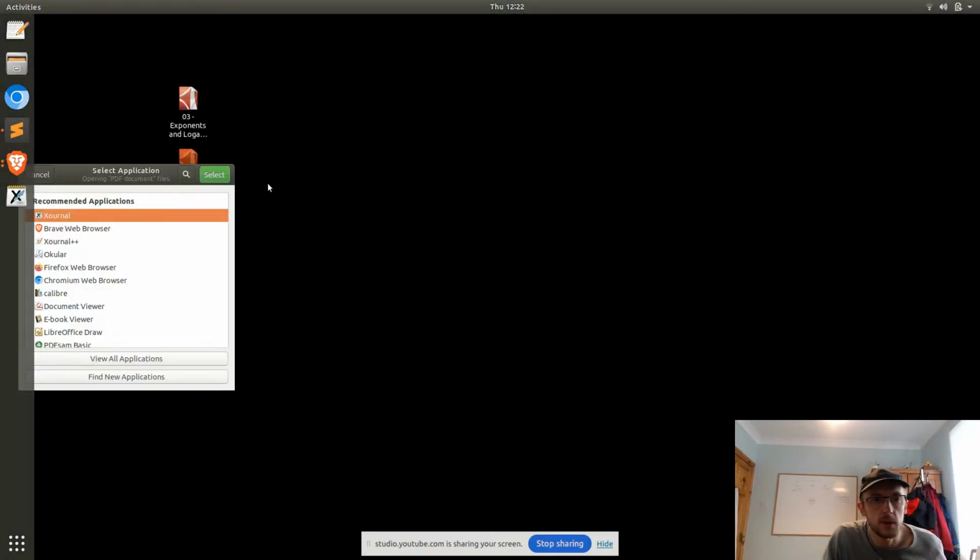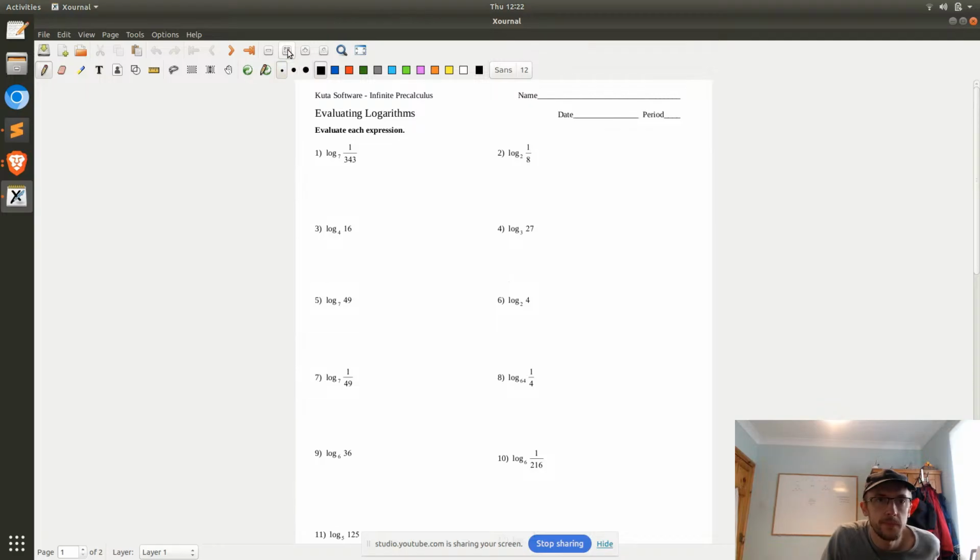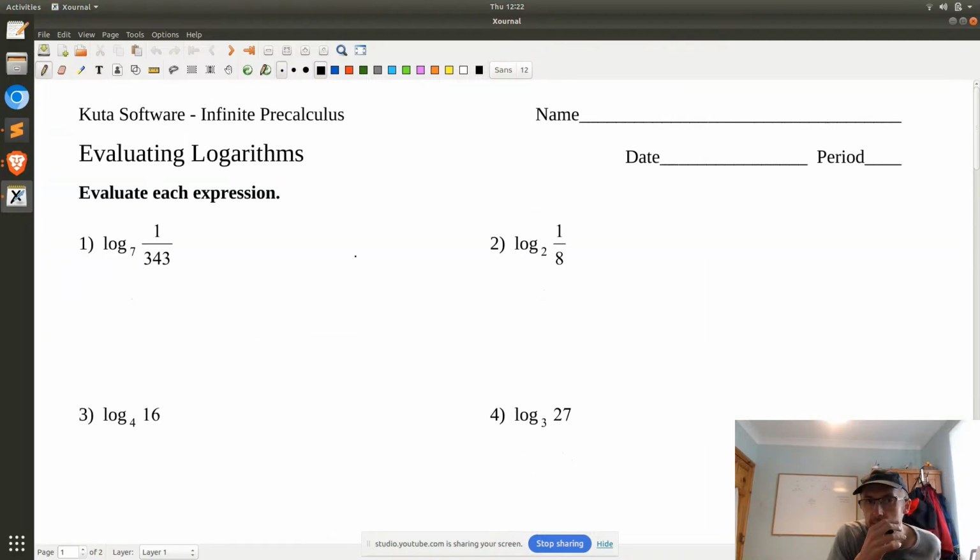And now evaluating logarithms. So evaluating means actually computing or calculating. So I have knowledge of these perfect powers. The answer is negative 3, because 7 cubed is 343. So this being the reciprocal would be negative 3. The answer is negative 3 again.